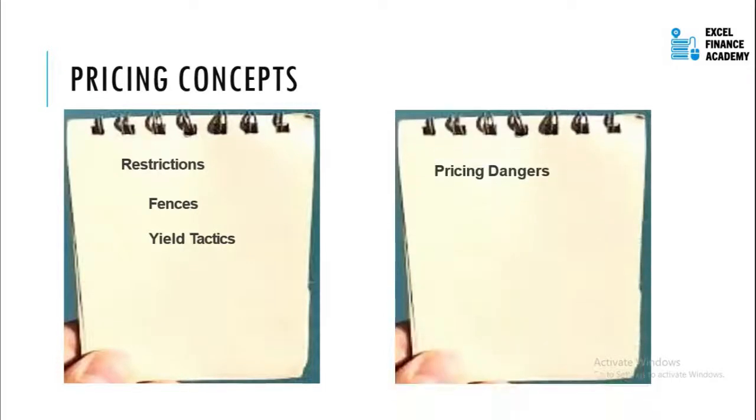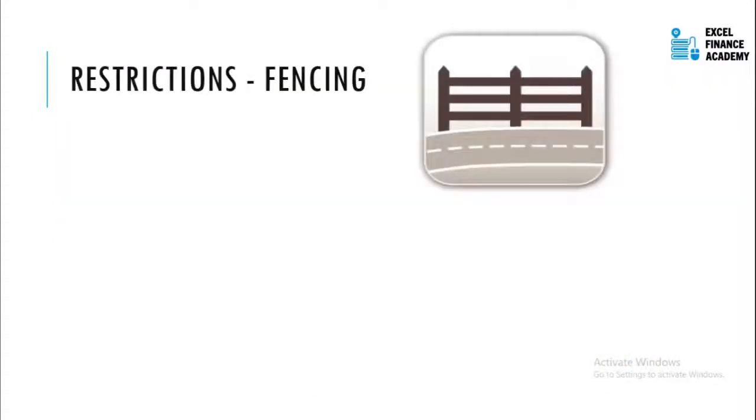Okay. Now, once we do the pricing, there are a few concepts that I want to highlight. Restrictions and pricing dangers. In restrictions, you create price fences and you use yield techniques. And then there are pricing dangers called cannibalization and dilution, meaning discounts. We are going to discuss these now in 2 slides. One is for restrictions, another one is for the pricing dangers. Okay, so what are restrictions?